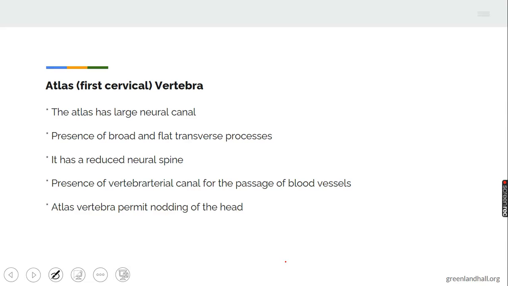First cervical vertebra, atlas. Features. The atlas has a large neural canal, that is the passage. It has a broad and flat transverse process. It has a reduced neural spine, that is, the one pointing up like that is called the neural spine. It is reduced or completely absent. It has a vertebral canal for the passage of blood vessels.